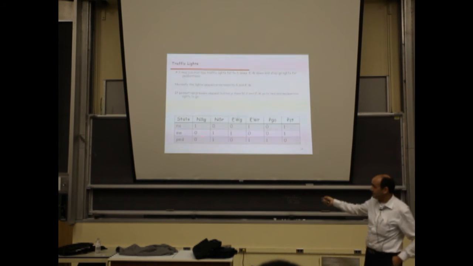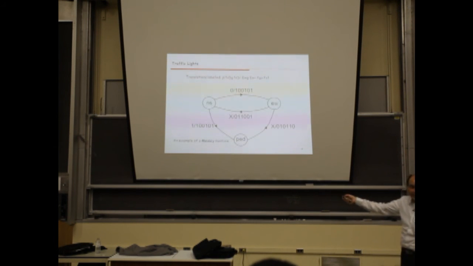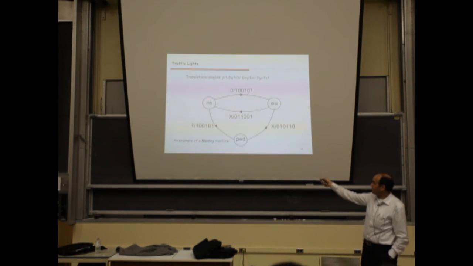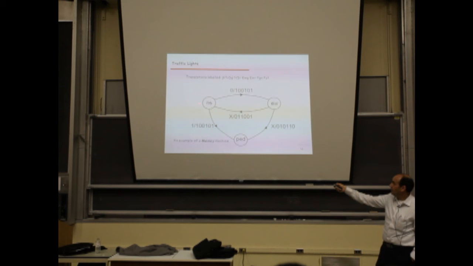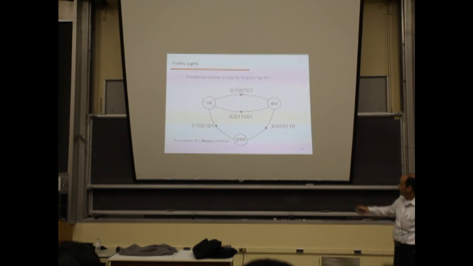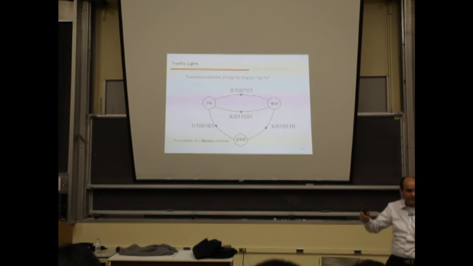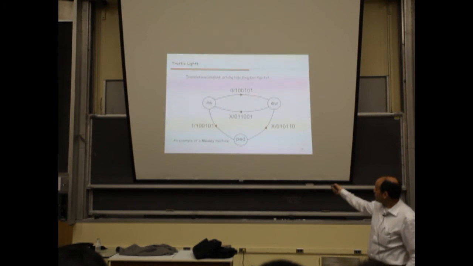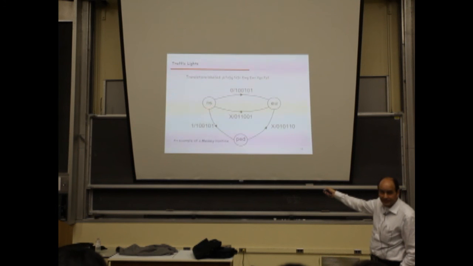So this is the statement. We are just building it here in a state diagram. So I have the north-south, and I have the east-west, and I have the person crossing here. So as you can see, is this a Mealy machine or a Moore machine? Mealy. As you can see, it's a Mealy machine. Why? Because we are not producing the output inside the state.